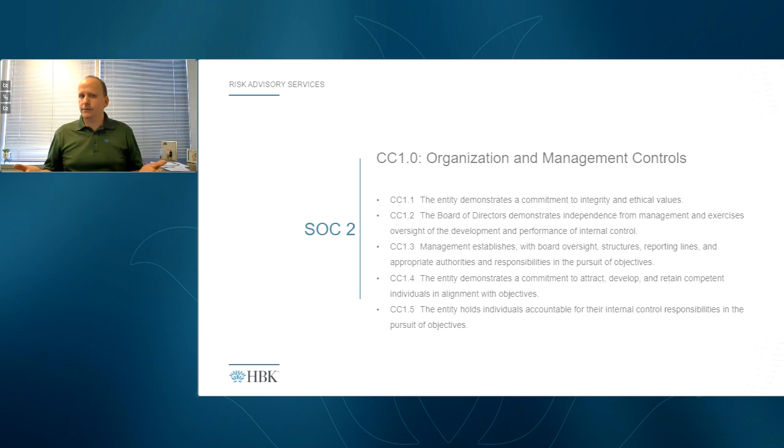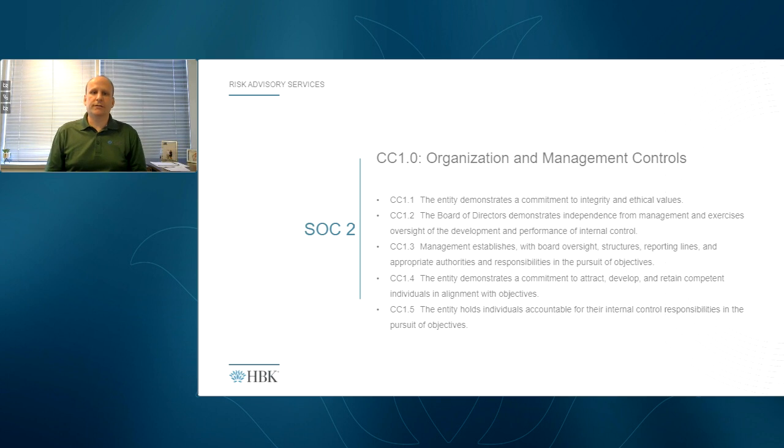So the first one, as I mentioned, is organization management control, CC1. Think of integrity, ethical values, communicating to employees, hiring practices, making sure competent employees are hired, and having an independent board of directors or executive management that's independent from a management function, there for oversight. One thing I will note is SOC 2 can be geared for smaller organizations or large organizations.